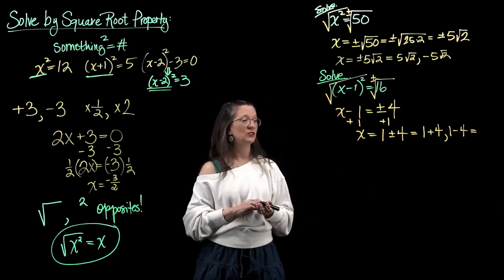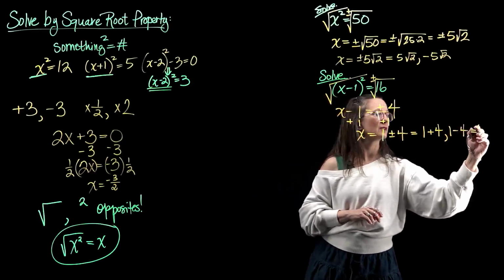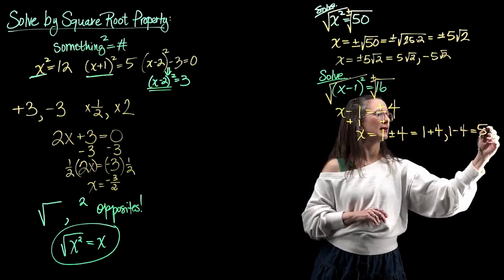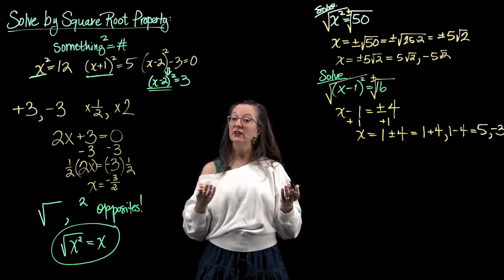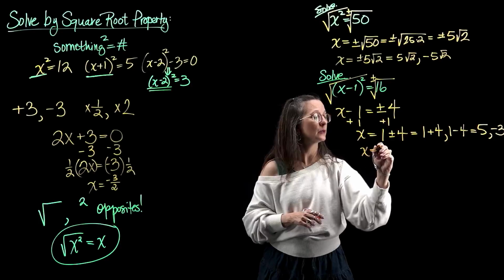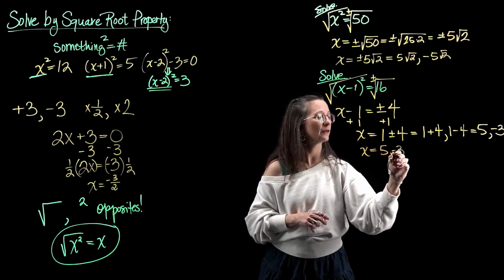And we can evaluate each of those. 1 plus 4 is 5, and 1 minus 4 is negative 3. So my final answer would be x is equal to 5, comma, negative 3.